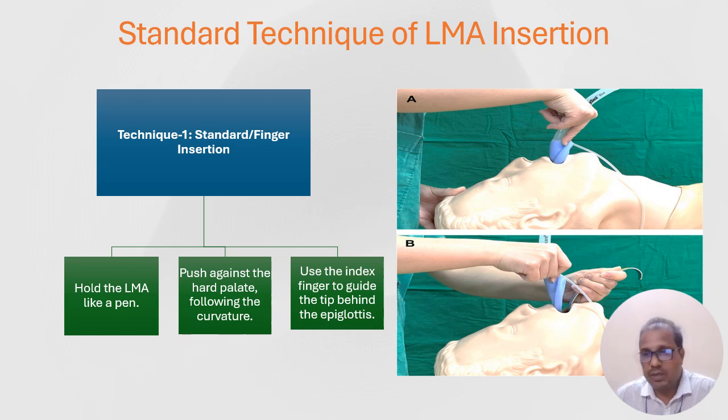At first, we hold the tube of the LMA like a pen, and then we push the LMA against the hard palate, following the curvature, and place it behind the epiglottis, never in front of the epiglottis. If accidentally we insert the cuff in front of the epiglottis, then the epiglottis can seal the laryngeal inlet, and there is a chance of obstruction of the laryngeal inlet.